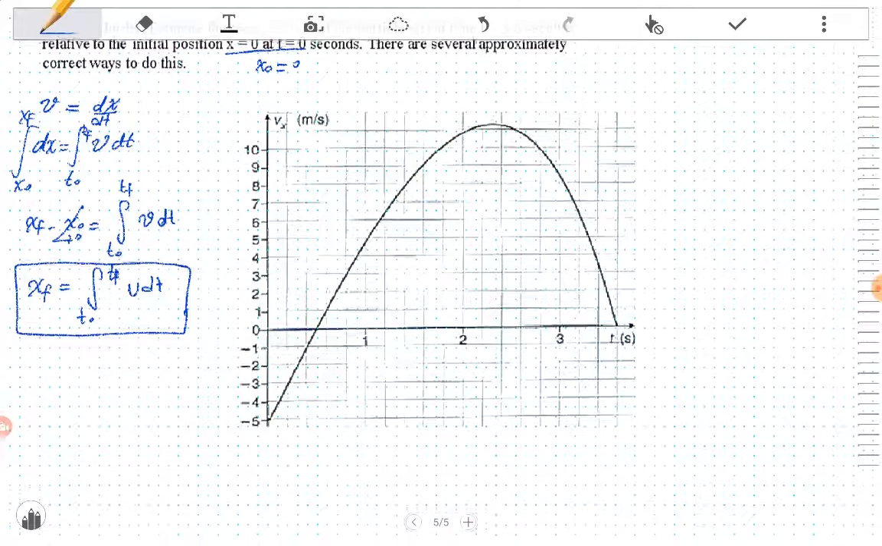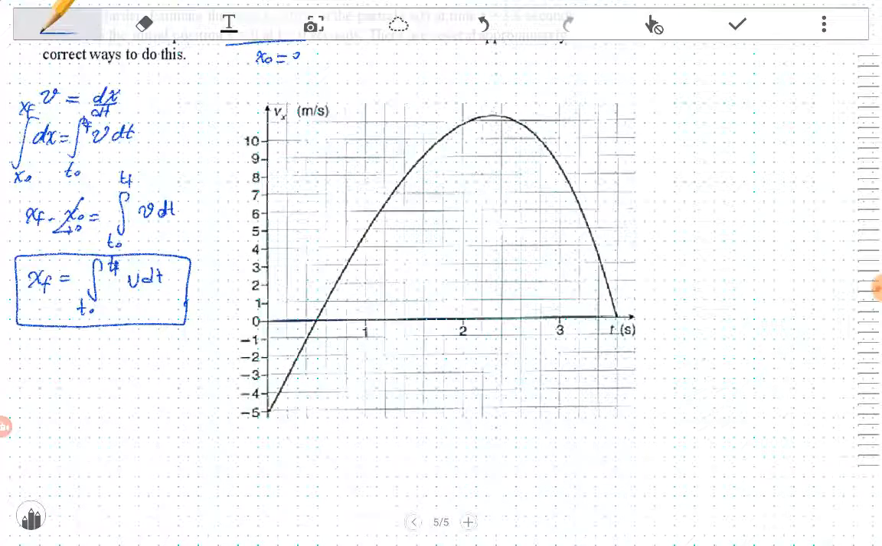The problem now, how can I do the integration of this curve and I don't have the equation? Well, from calculus we know that the integration is equivalent to the area under the curve. So I'll say xf is equal to the area under the curve v-t. How can you find the area under the curve? You can just divide it into regions.